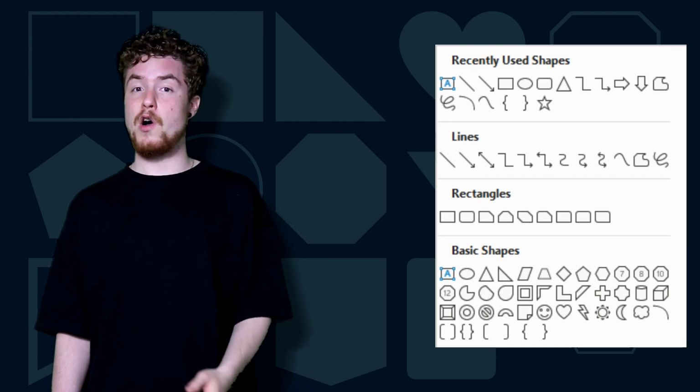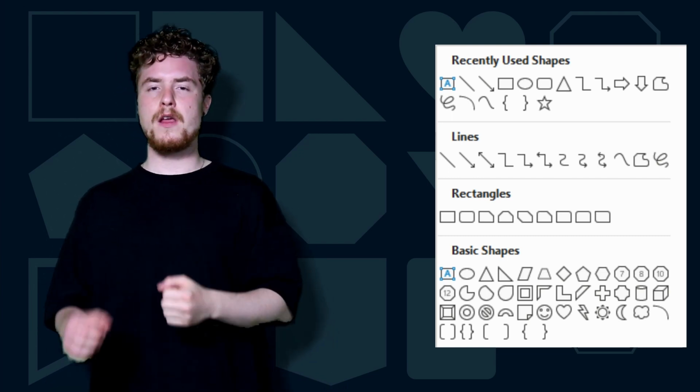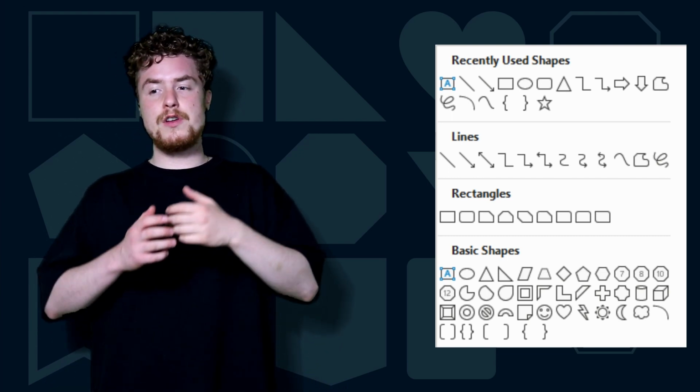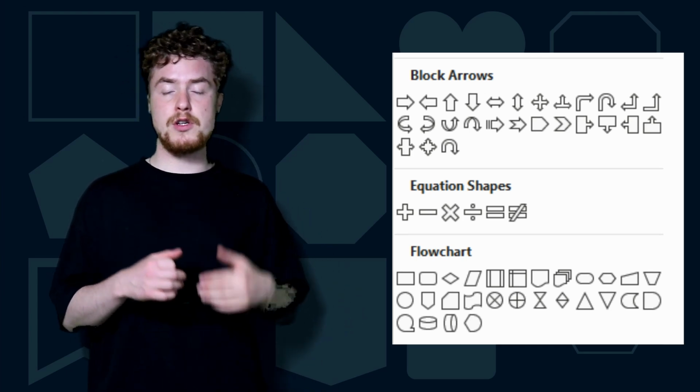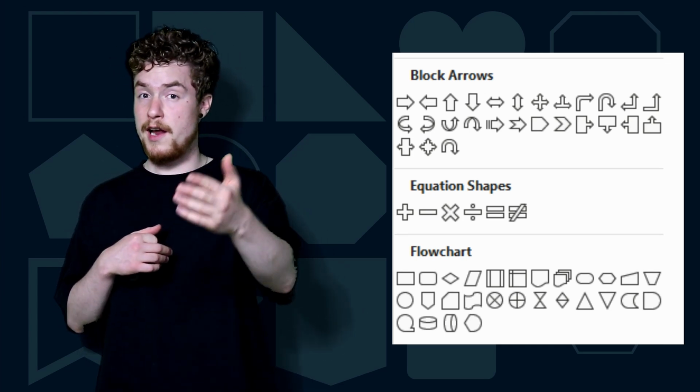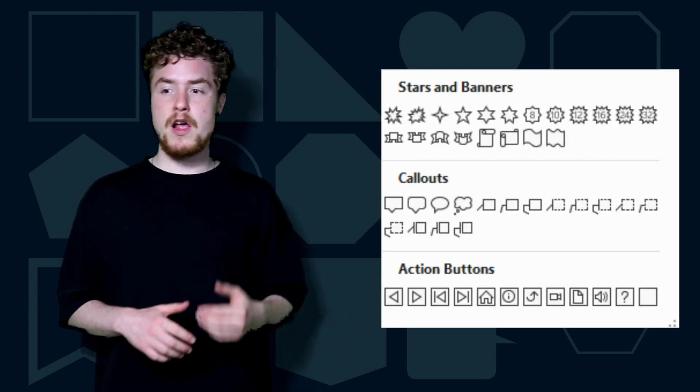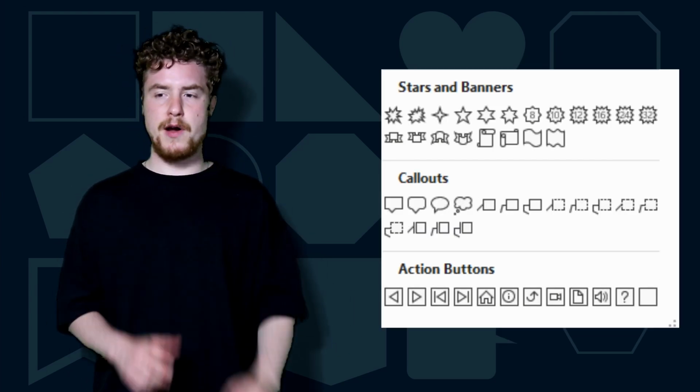The shapes you have are your recently used shapes, lines, rectangles, basic shapes, block arrows, equation shapes, flowcharts that I'll show you later, stars and banners, callouts, and action buttons.